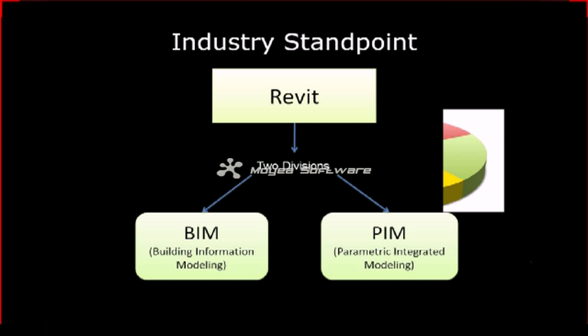So it's more about how can we start to establish relationships between elements in Revit versus just drawing a wall here and a floor there. But how do they actually relate to each other?